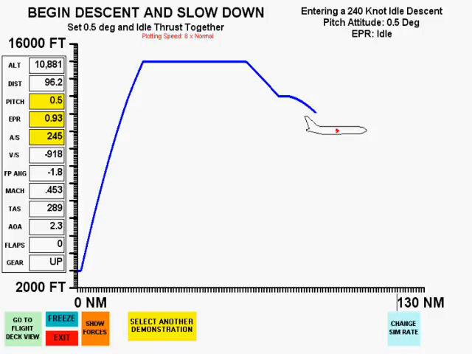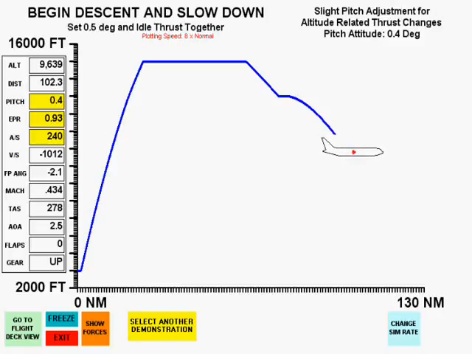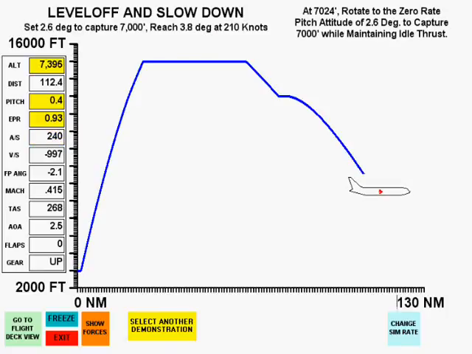Notice that the target airspeed of 240 knots and the target vertical speed of 1,000 feet a minute are approached at the same time. After making a slight pitch change due to altitude effects, we will now level off at 7,000 feet.